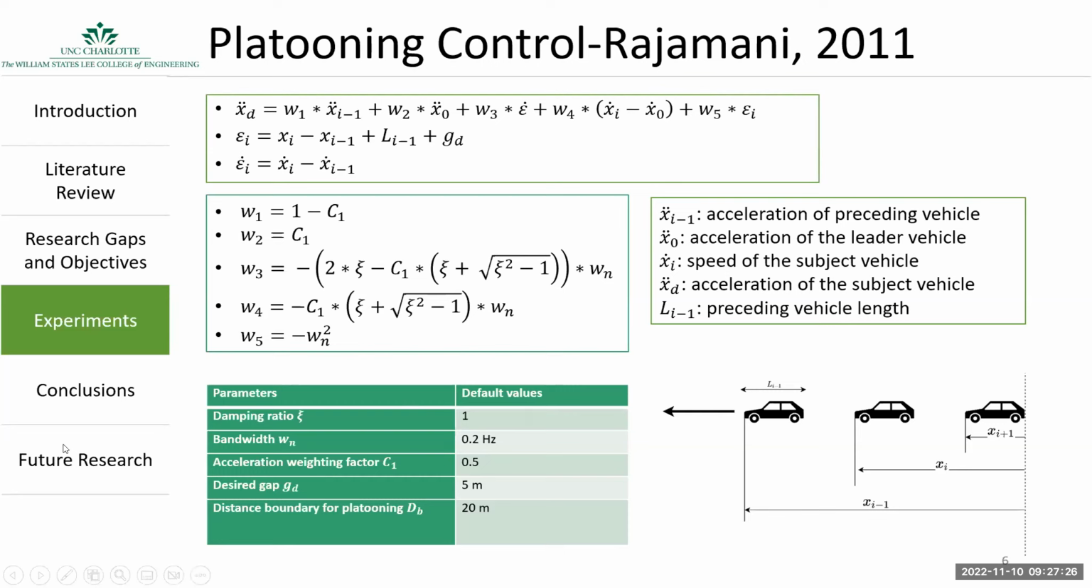There are also some parameter values you need to set up, and I show them in the table in the left lower corner. The damping ratio and bandwidth reflect how frequently and how fast the following vehicle can react to changes of the preceding vehicle. The acceleration weighting factor and the desired gap we set at 5 meters, which is the default value in the model. And the distance boundary for platooning is 20 meters.